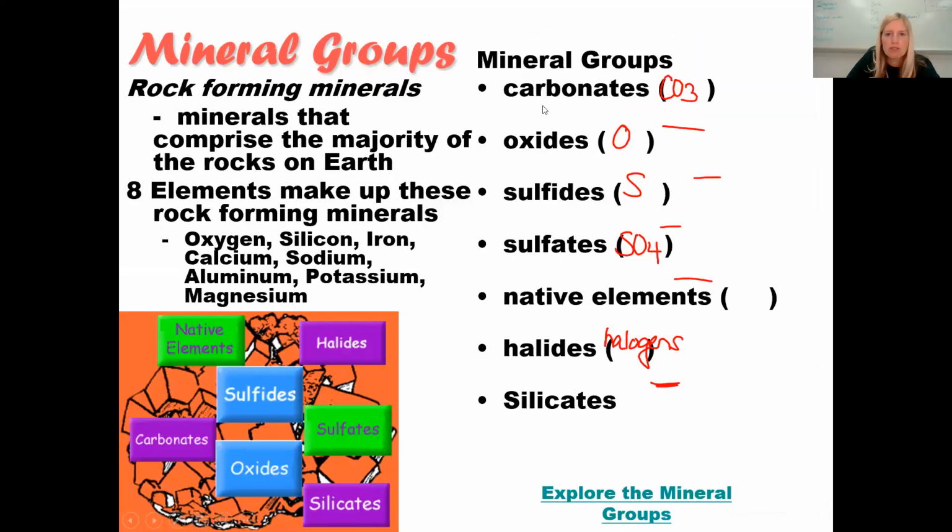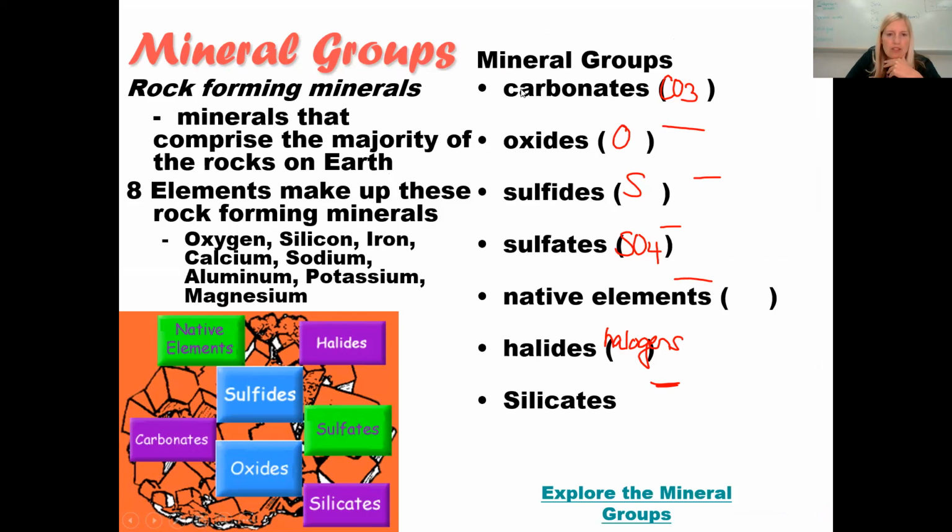Okay, so our minerals are separated into groups. First of all, we have minerals that we consider rock-forming minerals, because some of these are just kind of random, they stay by themselves. Some of them will come together to make our rocks. The minerals that we find in rocks are made primarily from these 8 elements that are listed here.